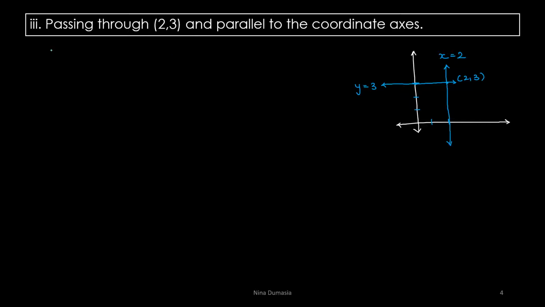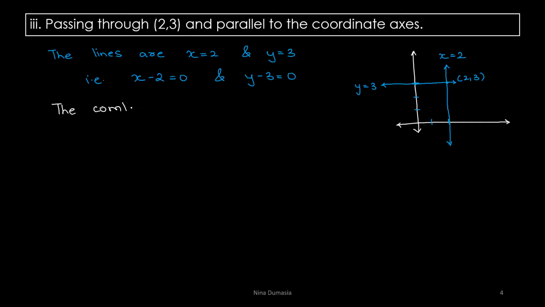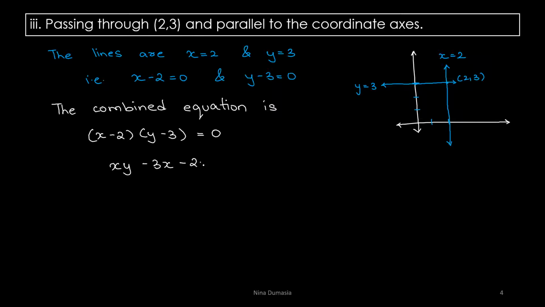So the two lines are x is equal to 2 and y is equal to 3. That is, we can also write them as x minus 2 is equal to 0 and y minus 3 is equal to 0. Now after this you just have to find the combined equation. The combined equation is x minus 2 into y minus 3 is equal to 0. That is xy minus 3x minus 2y plus 6 is equal to 0. Okay, and this is our final answer.